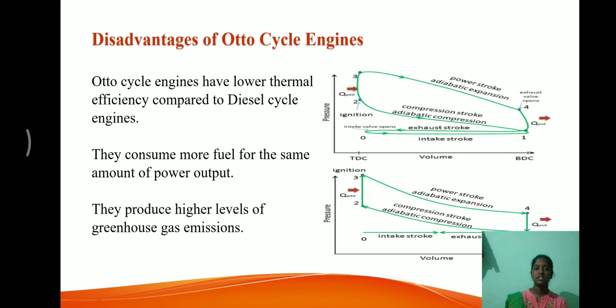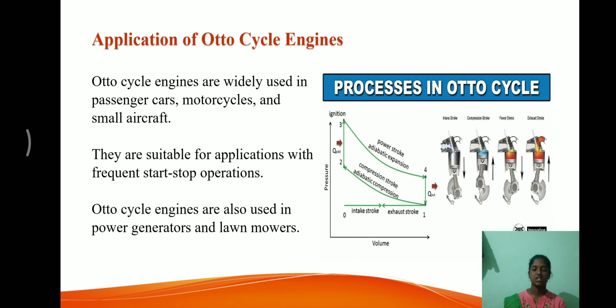Next, disadvantages of Otto cycle engines. Otto cycle engines have lower thermal efficiency compared to diesel cycle engines. They consume more fuel for the same amount of power output. They produce higher levels of greenhouse gas emissions. Here are some graphs which explain that.